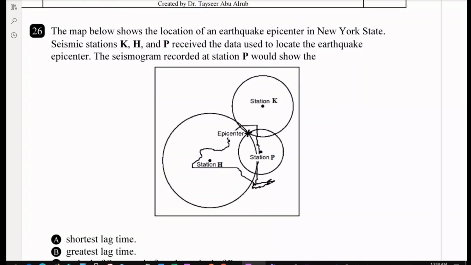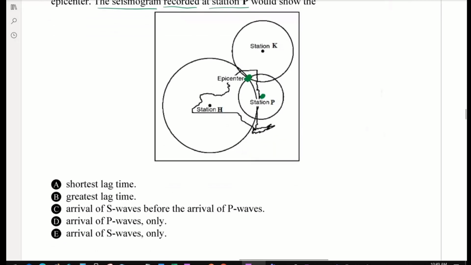This one here: the map below shows the location of an earthquake epicenter in New York State. Seismic stations K, H, and P received the data used to locate the earthquake. So here I have 3 circles. They intersect in one point. So this one point is the epicenter. So what does he ask about? The seismogram recorded at station P would show what?